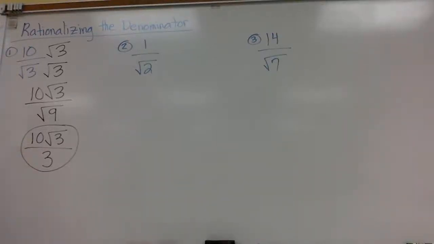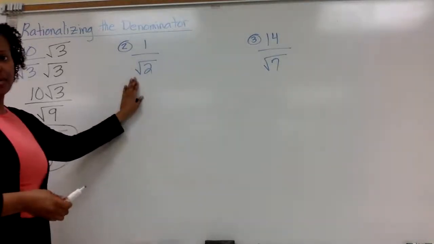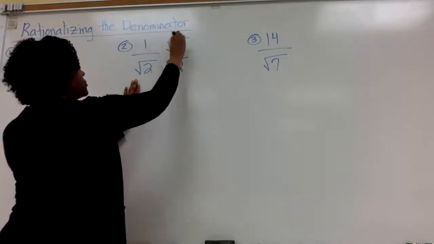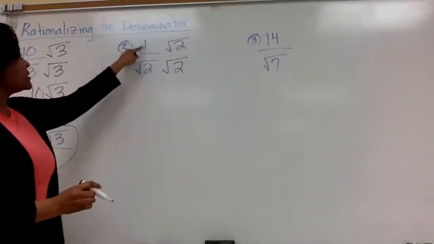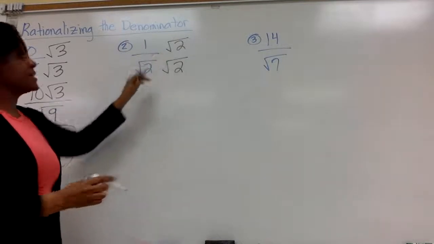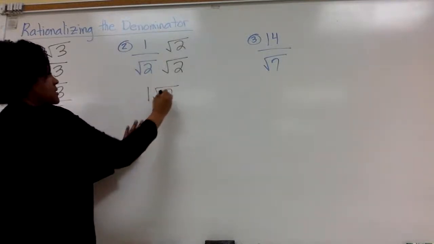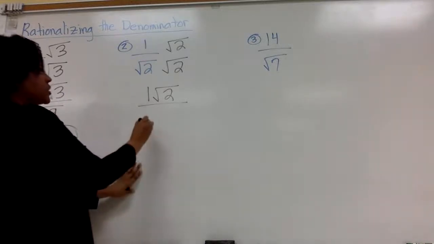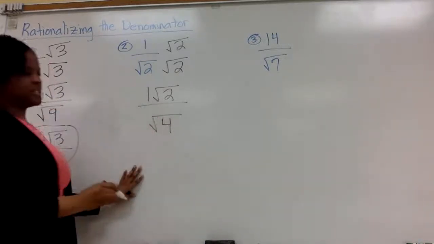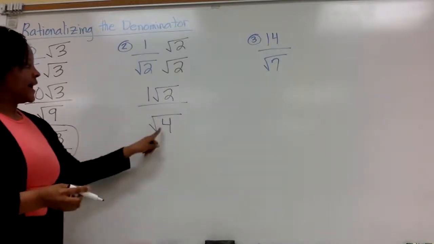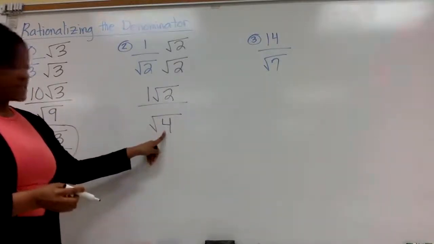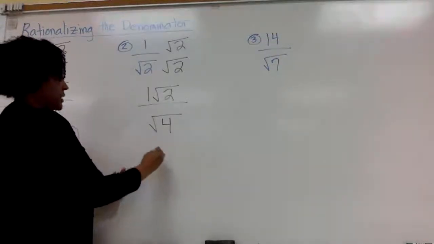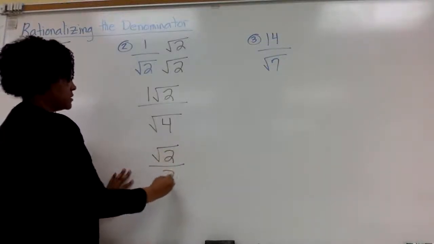All right, next, number 2. I got 1 over the square root of 2. So I'm going to multiply both the top and the bottom by the square root of 2. This is a number. This is a square root. You just put them beside each other. So 1 square root of 2. The square root of 2 times the square root of 2 gives me the square root of 4. And in just a minute, I'll show you a shortcut here. And the square root of 4, again, is a perfect square number. The square root of 4 is the number 2. So my final answer is the square root of 2 over 2.